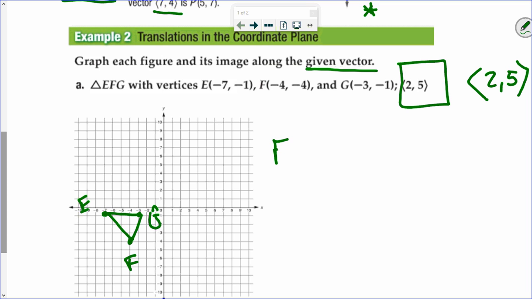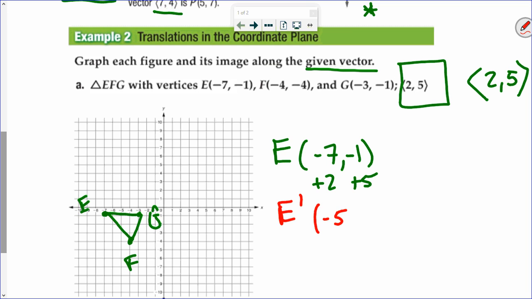E is at (-7, -1). What are we going to do? We're going to add 2 to the x value and add 5 to the y value. That gives me E prime, the image of E moved along this vector. -7 plus 2 is -5, and -1 plus 5 is 4. So the image of E, the point E prime, is (-5, 4). We plot that point. All other points should move the same distance and direction.